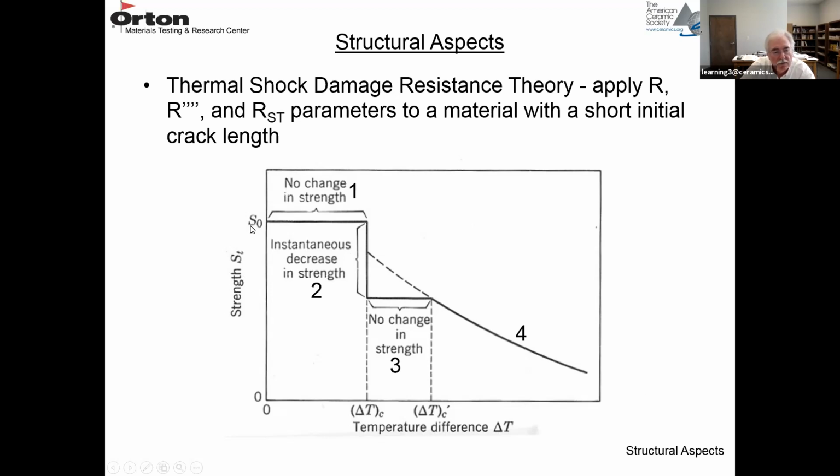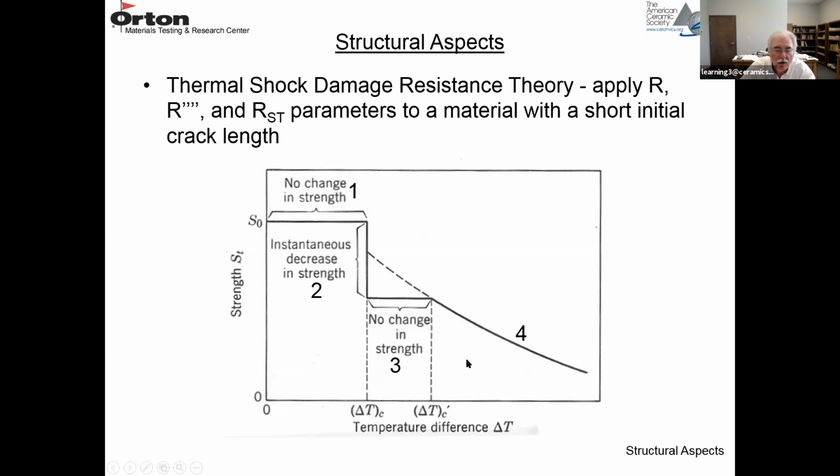So let's say we have an initial strength at 0. We increase the delta T so we have a critical temperature, and then we have the instantaneous decrease in strength as the crack propagates. It arrests. And then we have to increase the temperature to another critical delta T, no change in strength. Then all of a sudden we have a gradual strength decrease.